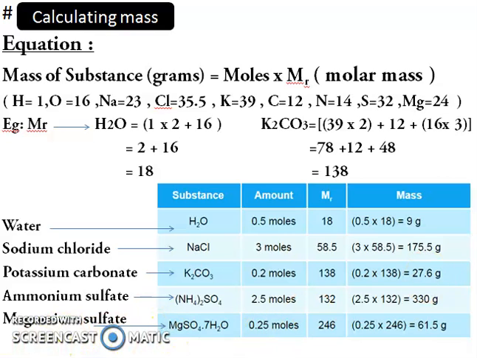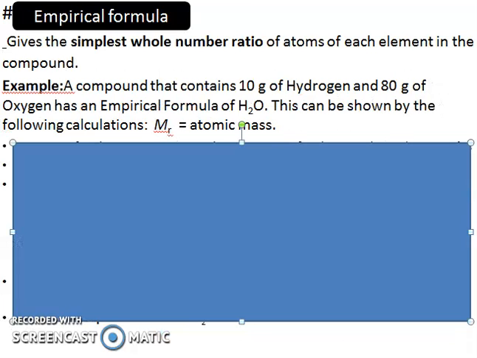Let us proceed for next numerical. So our next numerical is to calculate empirical formula. So what is empirical formula? It gives the simplest whole number ratio of atoms of each element in the compound. So let us see the example. A compound that contains 10 gram of hydrogen and 80 grams of oxygen has empirical formula of H2O. This can be shown by the following calculation.